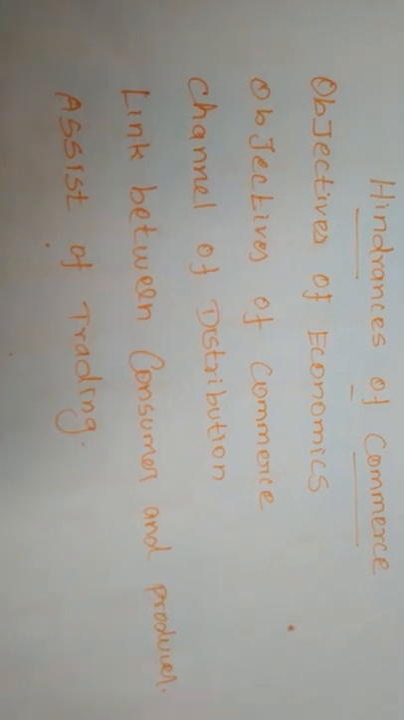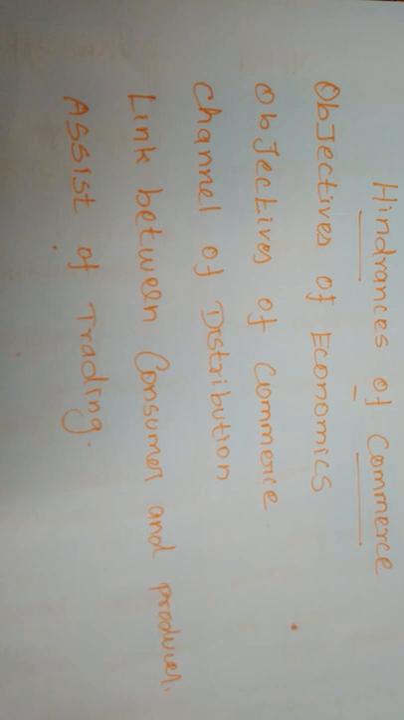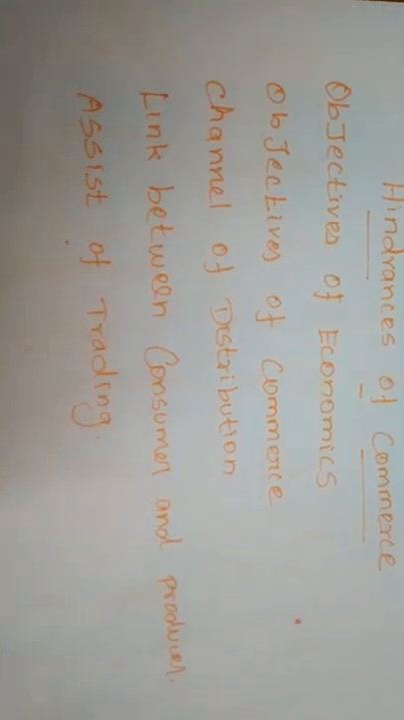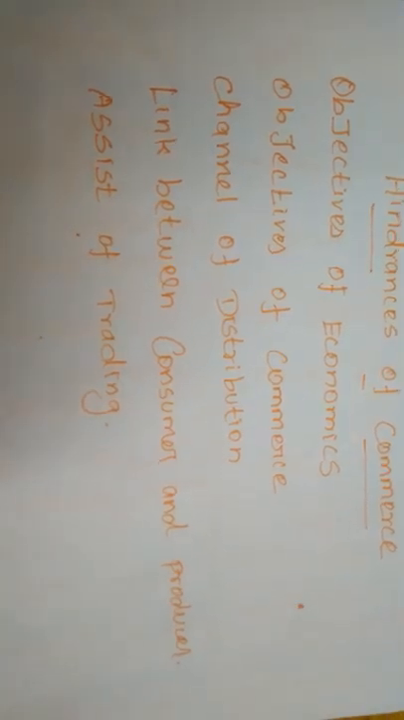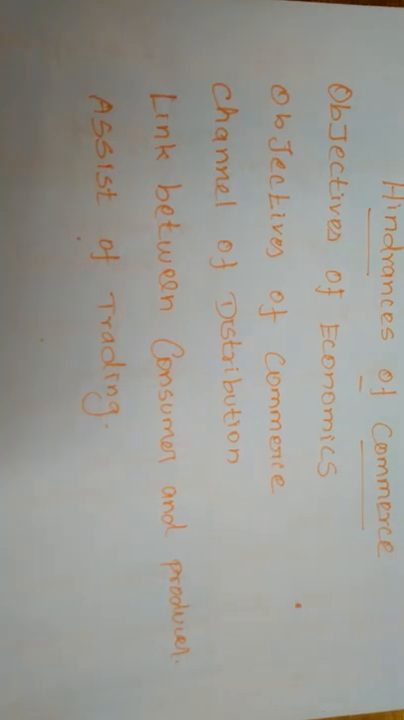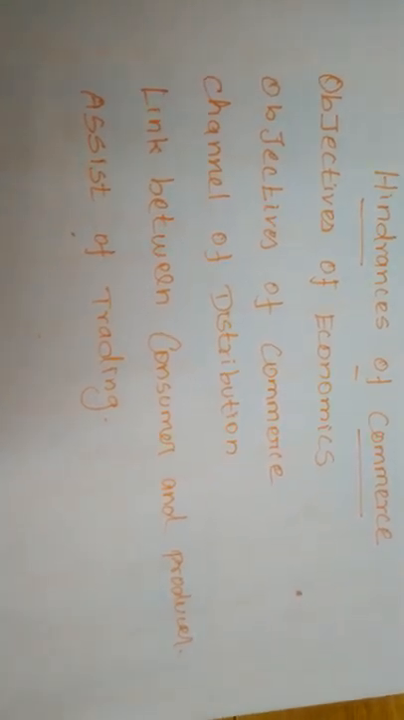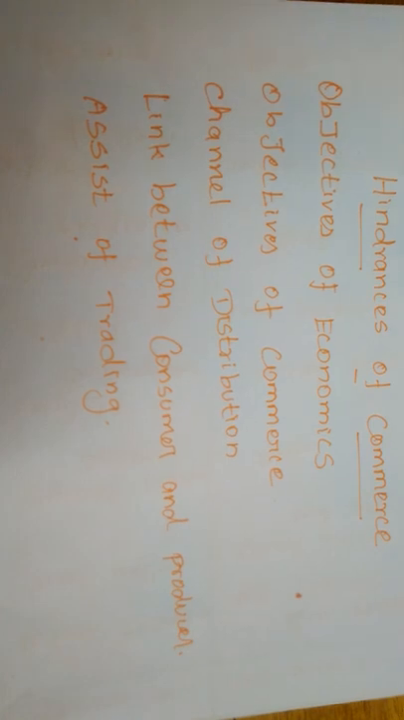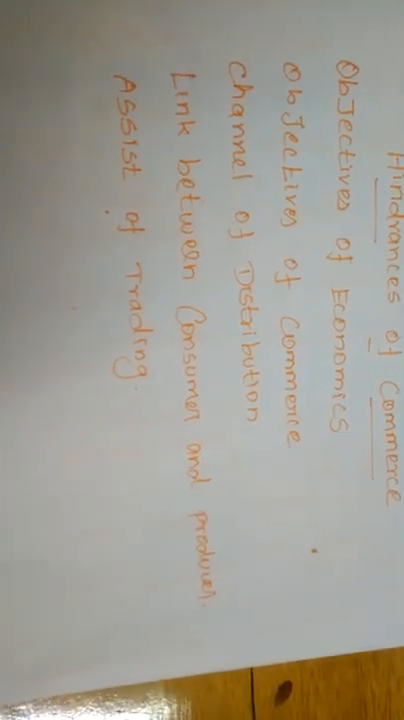Some of the objectives of economics are fulfilled by producing different types of commodities. For that we need some capital, and we have to take decisions about the basic problems: what to produce, how to produce, for whom to produce. After fulfilling every basic problem, the objectives of economics come to an end. After that, only the objectives of commerce have to be fulfilled.